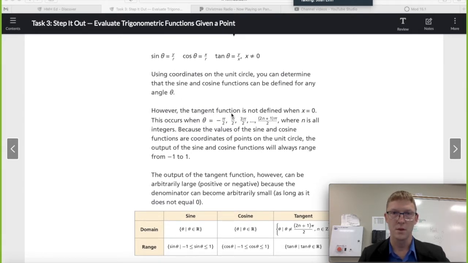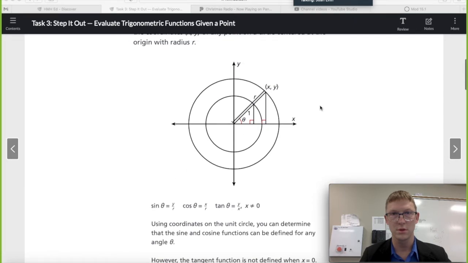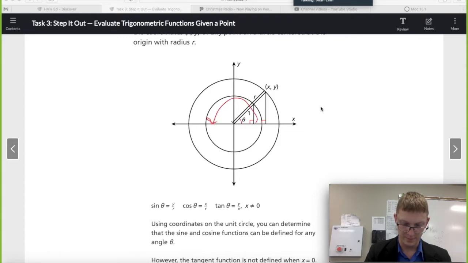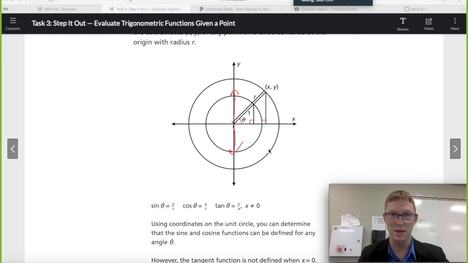So the tangent function is not defined when x equals 0. This occurs when theta is equal to negative pi over 2, 3 pi over 2, and so on. So pi over 2, think about where pi over 2 is. This is pi. Pi divided by 2 is right there. That's what the equation was saying. So anytime you have a point that's right on there, your tangent is not going to be defined.